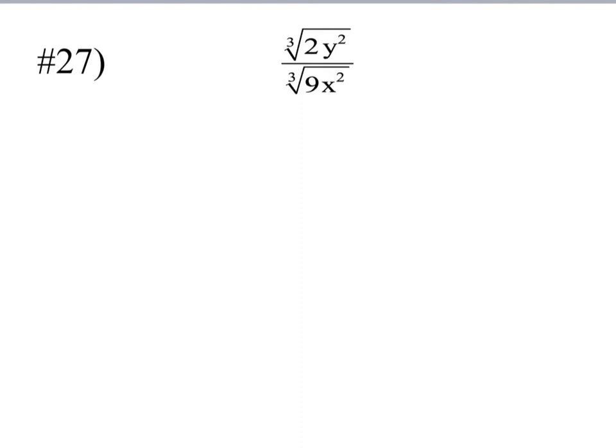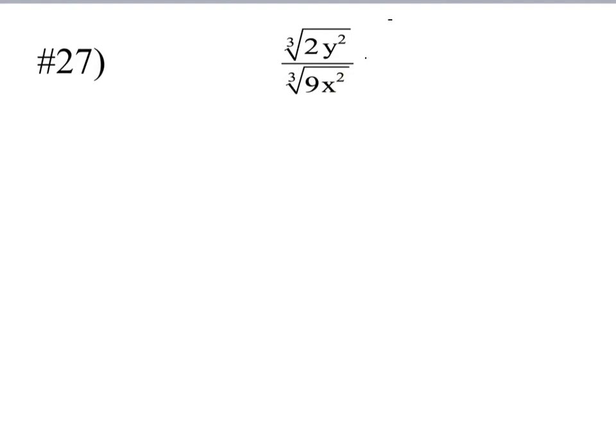Okay, here's another situation when we're dealing with an index that is not a 2. So in order to get this index to cancel, I need 3 9s. I have 1, so I'm going to need 2 more. And I need 3 x's. I have 2, so I'm going to need 1 more.